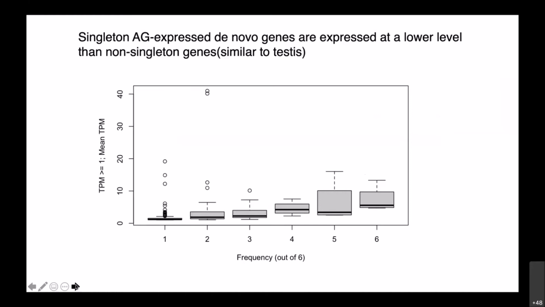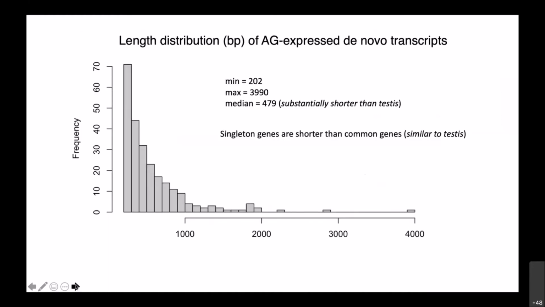But that's the data. Now, what about the lengths of these? Well, these genes tend to be short. I told you they're mostly single exon genes. There are some pretty big ones in there, though, and we're going to take a look at some of those a little bit more carefully. The median is a little bit under 500 base pairs.